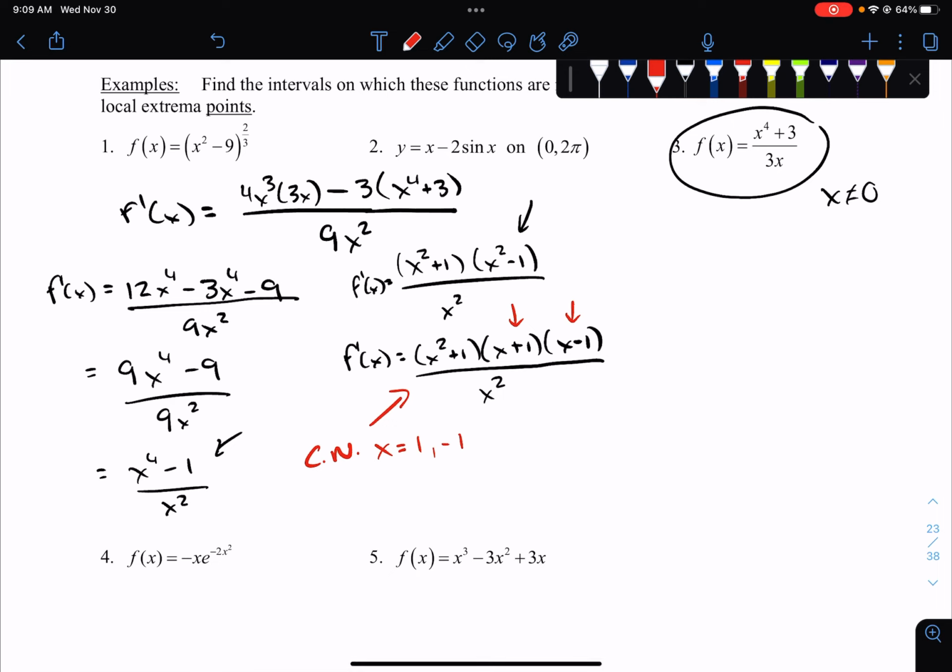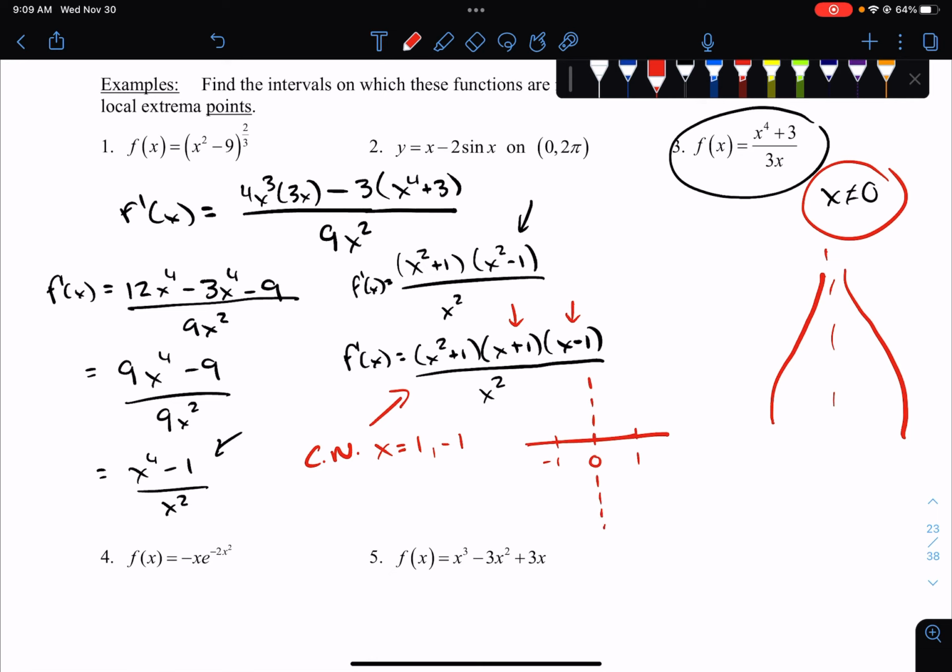So when I do my number line, or my sign chart, I've got -1, 1, and I also am going to include my domain restriction, because technically it's not a critical number in the sense that it cannot have a maximum or a minimum, right? But at that point, my function can still change direction. My function could be going up and then hit an asymptote, and then on the other side, my function could be going down. So I can't have a maximum or a minimum at 0, but it could be an asymptote. So I'm going to still check what's happening to the left and the right of that number.